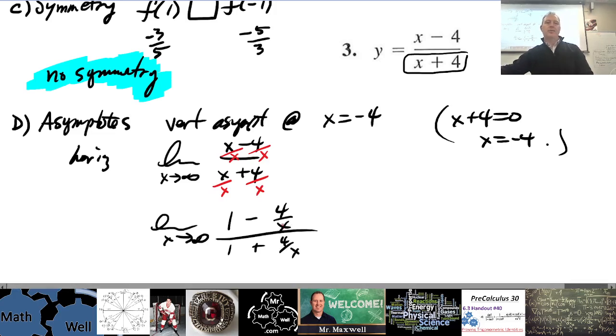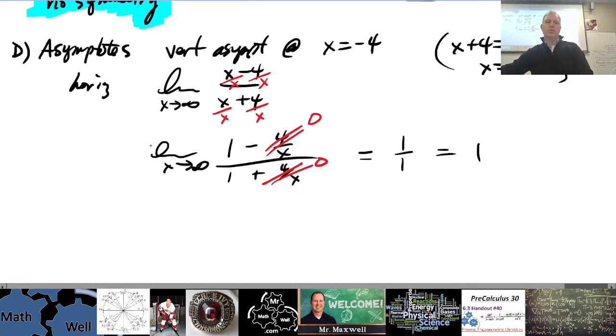And as you let x approach infinity, 1 is going to stay 1. This is going to be 4 times 0 as x approaches infinity, so this is going to 0 because we have an x in the denominator. And 1 is going to stay 1 down here as well, and this is also going to race towards 0 as x goes towards infinity. So what we end up having is our limit is 1 over 1, or 1. So that's the horizontal asymptote.